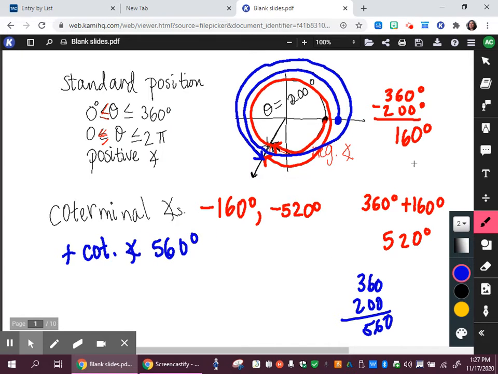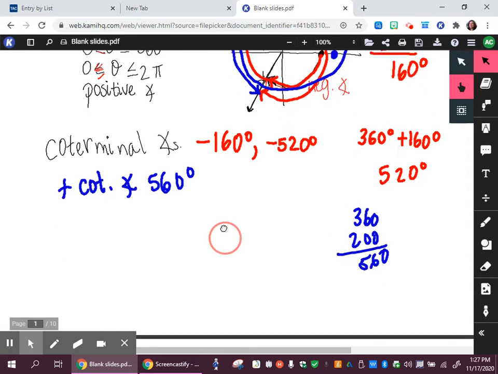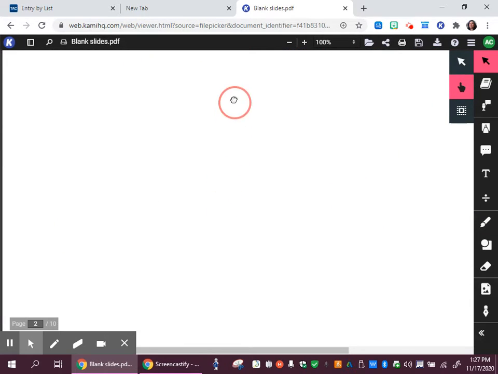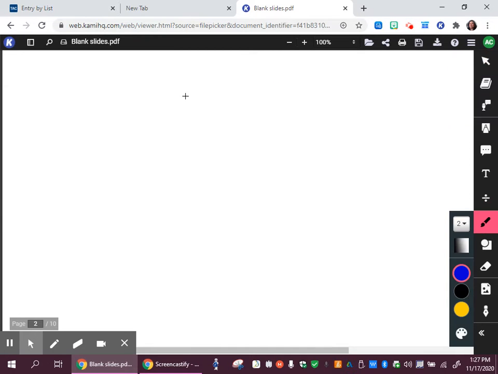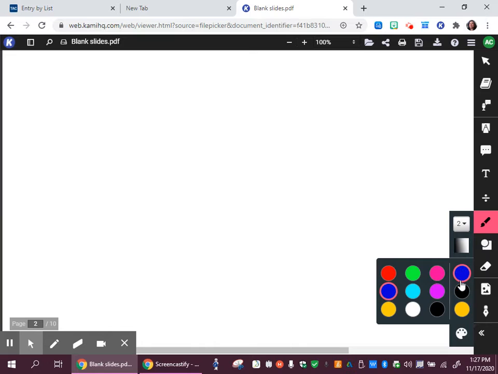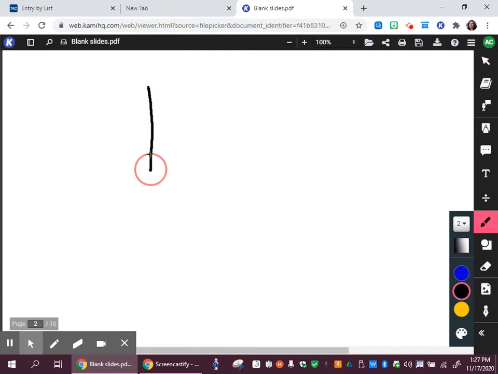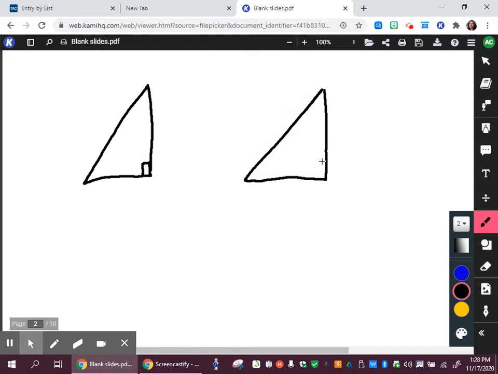So you had standard position, you had coterminal angles, and then we talked about reference angles. And we had 2 special right triangles, so we have to remember those. What I want to do is go ahead and write those out. I'm going to draw a right triangle, 2 of them actually. And you guys have to know these. So I'm going to make this one a 30, 60, 90.